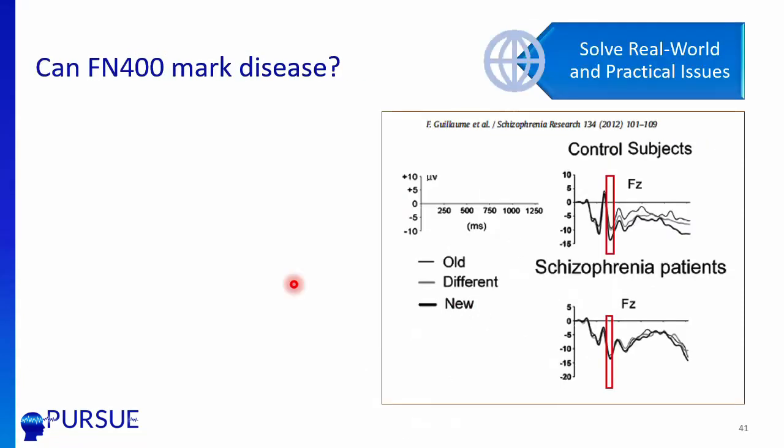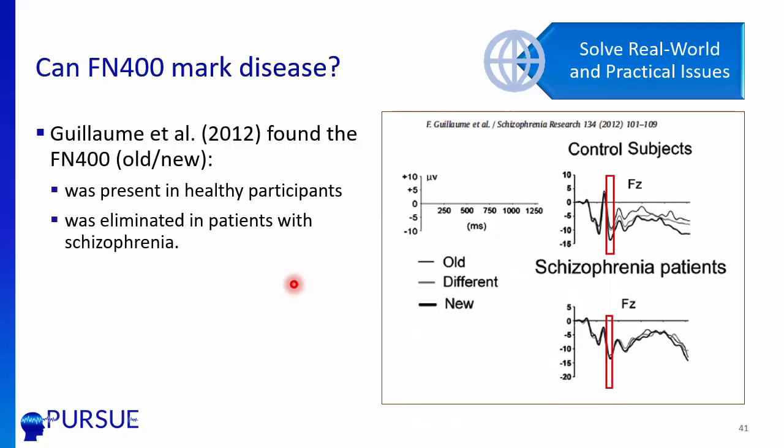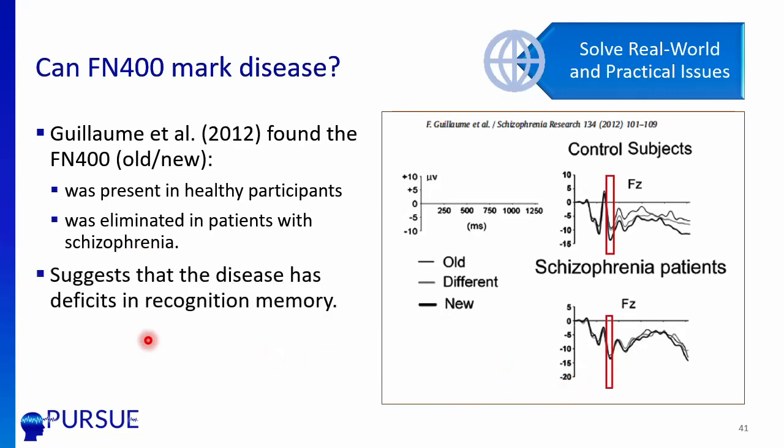So the FN400 that we're talking about, let's look at it in disease. In this Guillaume 2012 paper, they found that the FN400 was present in healthy participants. So you can kind of see it here. You have old and different and new. They changed the background in their images, so the same person was presented with a different background. And you can see that the old and different are more positive than new in this particular graph of control subjects. But for subjects that had schizophrenia, it wasn't present for any of the conditions at all. It was eliminated with schizophrenia, and it suggests that the disease has some deficits in recognition memory.